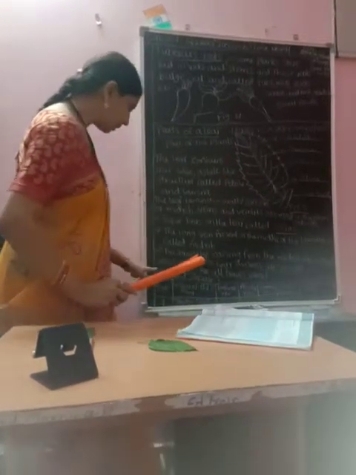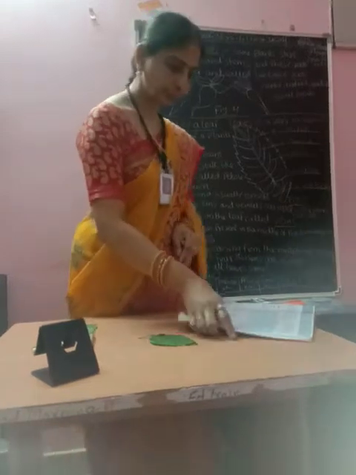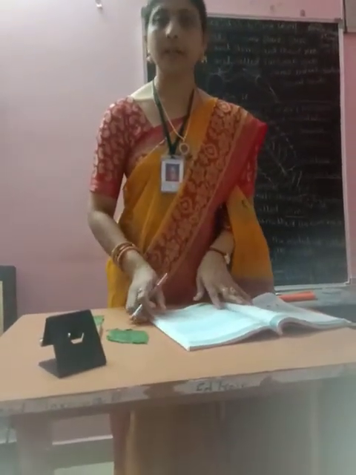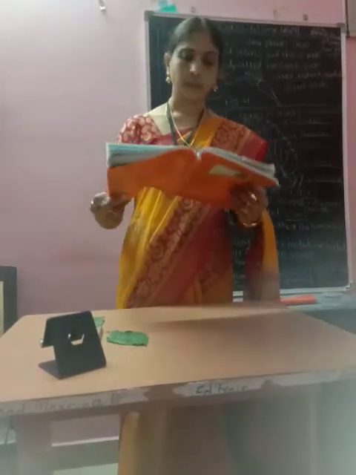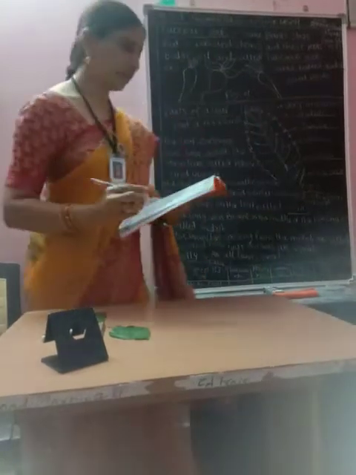Next is the activity. Activity 3. You can understand this one. Activity 3 is on page number 87. What is the activity? Here, all are the same leaves.